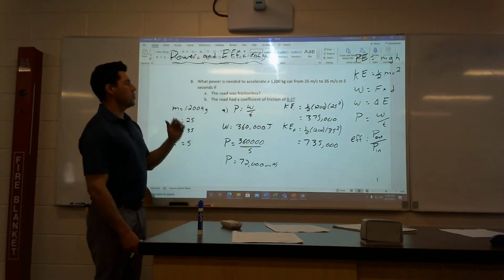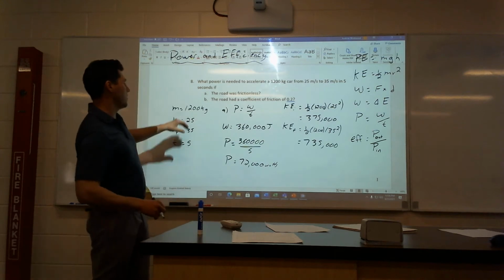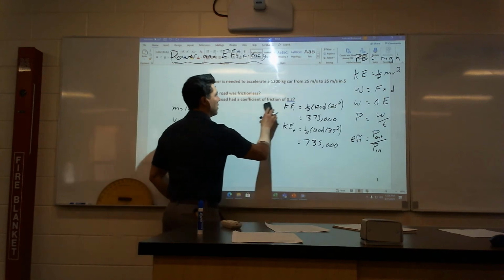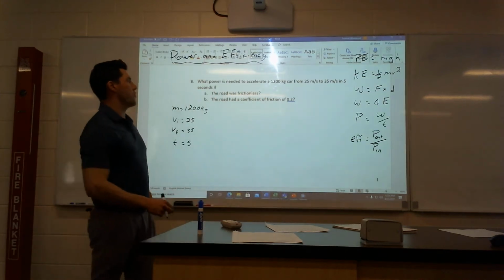All right, B is where it gets a little trickier. So I'm going to erase this and then just go through B. I'm going to leave this on the side here. So let's think about B. It says, what if the road has a coefficient of friction of 0.2?